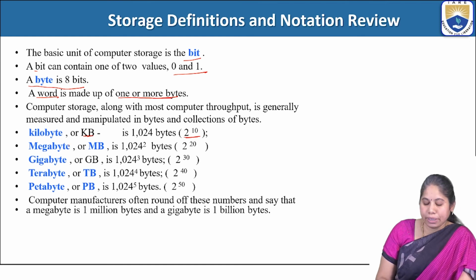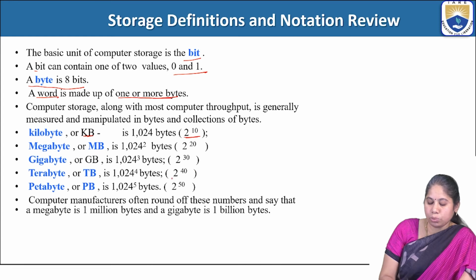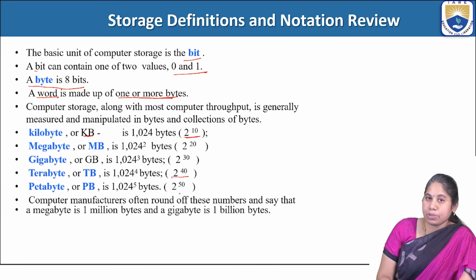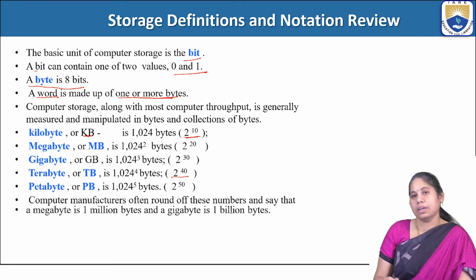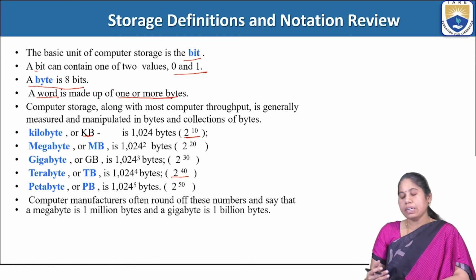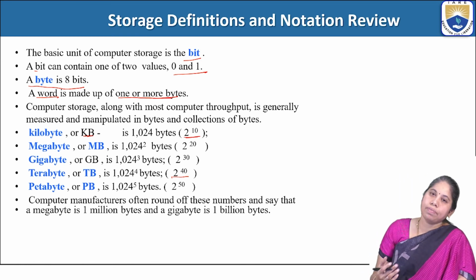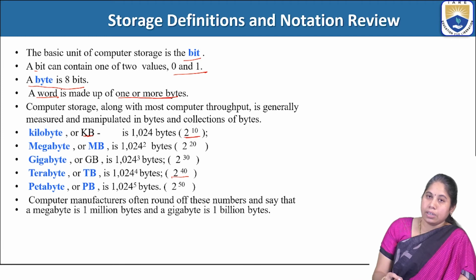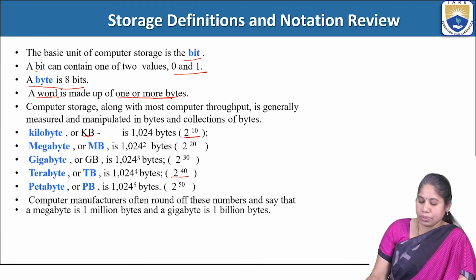Megabyte, 2 power 20. Gigabyte, 2 power 30. Terabyte, 2 power 40. Petabyte, 2 power 50. Sometimes the manufacturers, the vendors, will use 1,000 rather than 1,024. Like 1 megabyte is 1 million bytes and gigabyte is 1 billion bytes. It's based on different countries, different regions, the people will use it. So don't be confused over there.